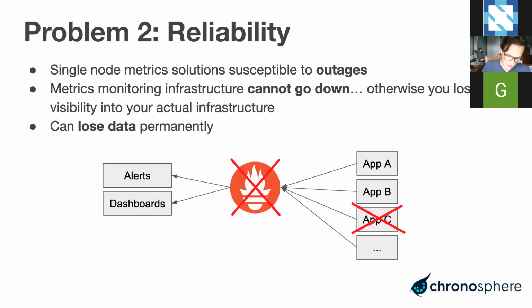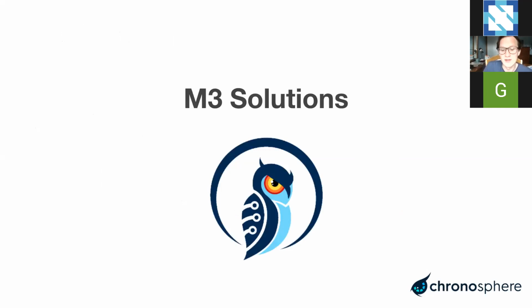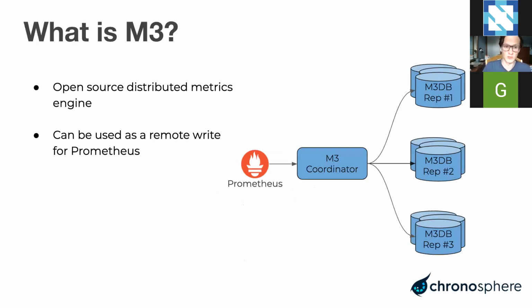So those two points in metrics monitoring have been long-standing challenges that many companies have been encountering for a long time, which are scale and reliability. That leads us to how we try to approach those challenges with solutions in M3. First I'll briefly talk about what M3 even is.